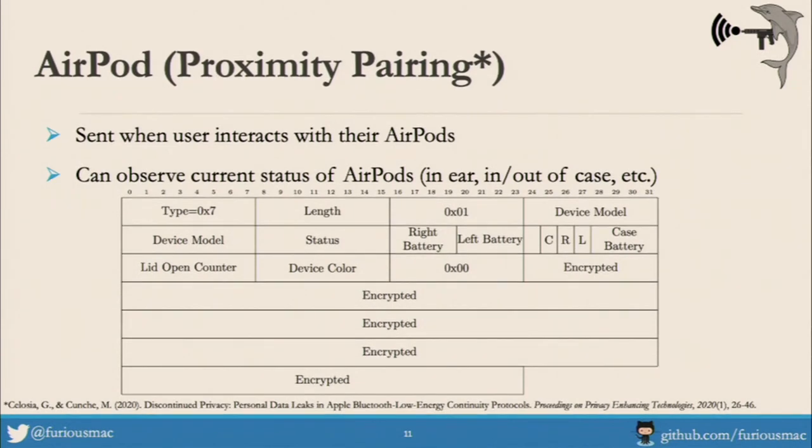There's also a counter that counts how many times the lid's been open and closed. So this is not a good idea, because whenever your MAC address rotates, the counter will either stay the same or probably go up by one. So you can actually link together random MAC addresses. You can also learn the device color. Yeah, so it's a lot of stuff.